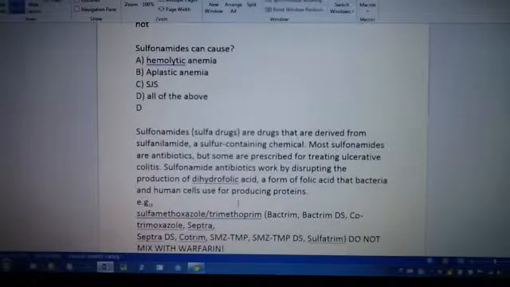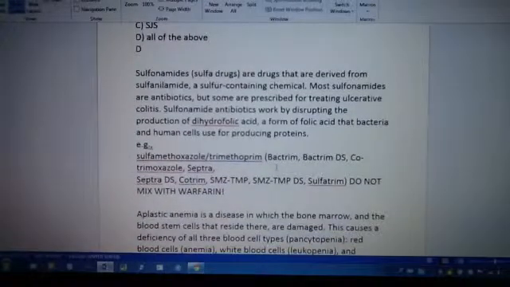Sulfonamides can cause A. Hemolytic anemia, B. Aplastic anemia, C. Stevens-Johnson syndrome, and D. all of the above. And the answer is D, all of the above. So let's talk about sulfonamides. Sulfa drugs are drugs that are derived from sulfonamide, a sulfur-containing chemical. Most sulfonamides are antibiotics, but some are prescribed for treating ulcerative colitis.